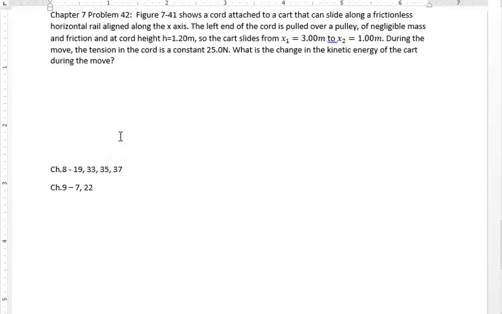Chapter 7, Problem 42. We have this cart being pulled by a pulley. It's on a frictionless surface. The pulley is frictionless and massless. The cord goes over the pulley 1.2 meters above where it's attached to the cart. The cart slides from 3 meters to 1 meter. And the question is, during all of this, if the cord maintains a constant tension of 25 newtons, what is the change in kinetic energy of the cart during the move?